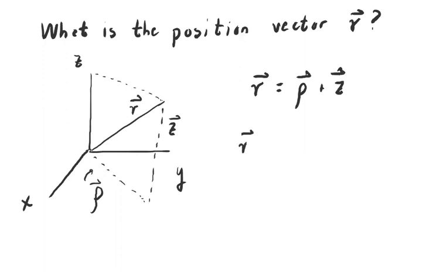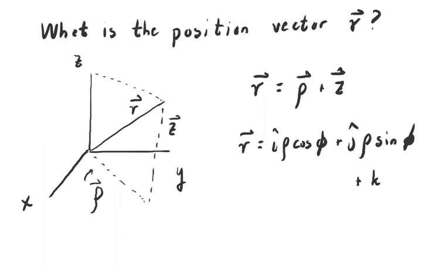I know what the vector rho is from my discussion of plane polar coordinates. That's just i hat rho cosine phi plus j hat rho sine phi. And then I have the vector z, and that's just k hat times the distance z. So I'm almost there. I need to get an expression for the position vector, but I need to figure out what is rho.